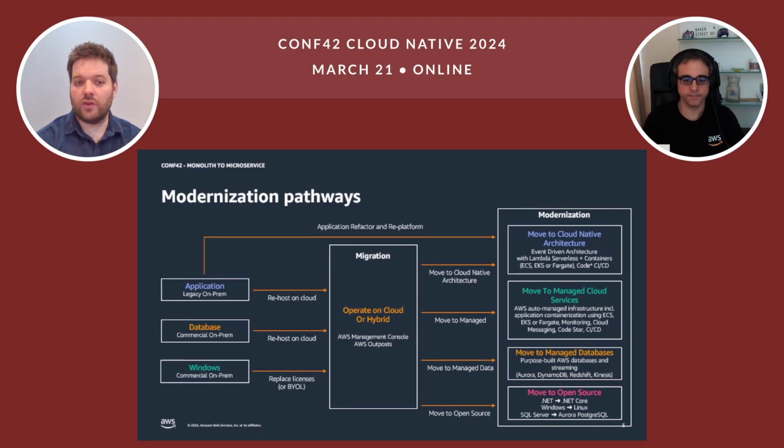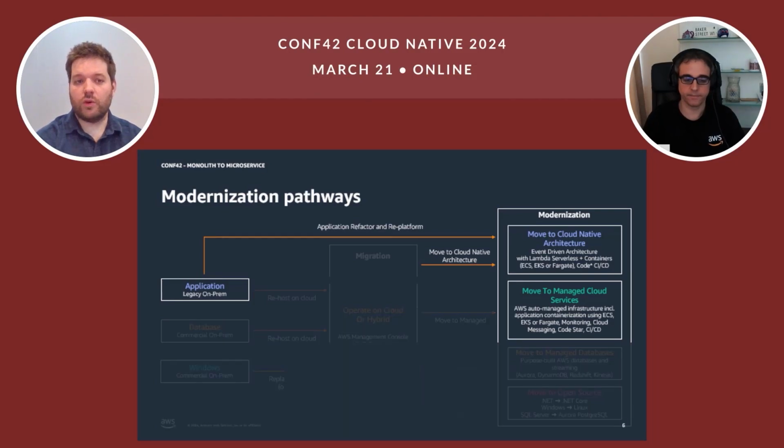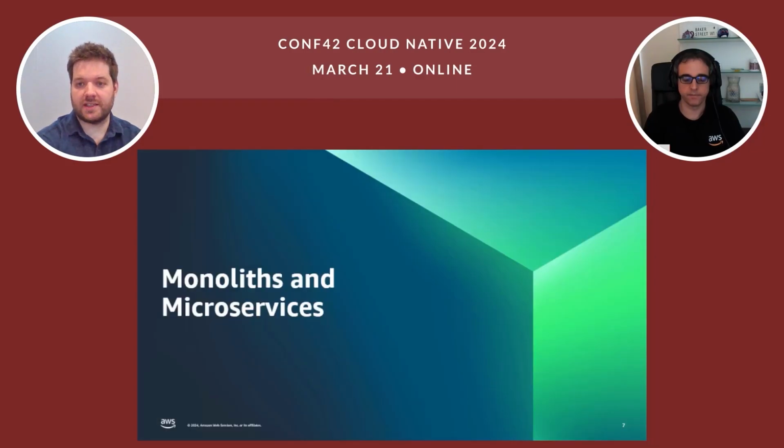And then finally, move to open source. A particularly common modernization pathway tying into the overall trend of customers looking to adopt open source technologies, be that modernizing from .NET Framework to .NET Core, and from Windows to Linux. Okay, and today we'll be focusing on two modernization pathways. As part of this exercise, we will be moving to a cloud-native architecture, and we'll be leveraging containers, monoliths, and microservices.